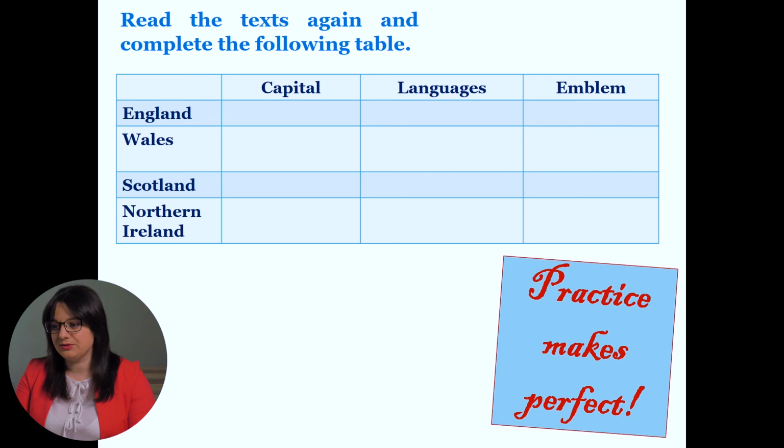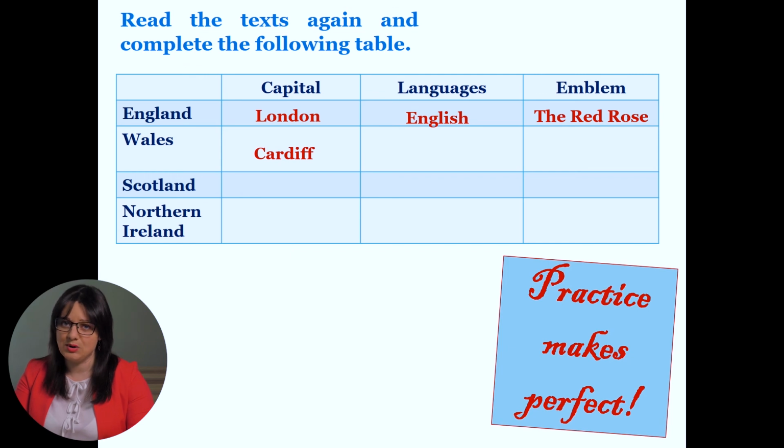What is the capital of England? London. The language which is spoken in England is English. And the flower emblem is the red rose. The capital of Wales is Cardiff. The languages spoken in Wales are English and Welsh. And the floral emblem of Wales is the daffodil or the leek.